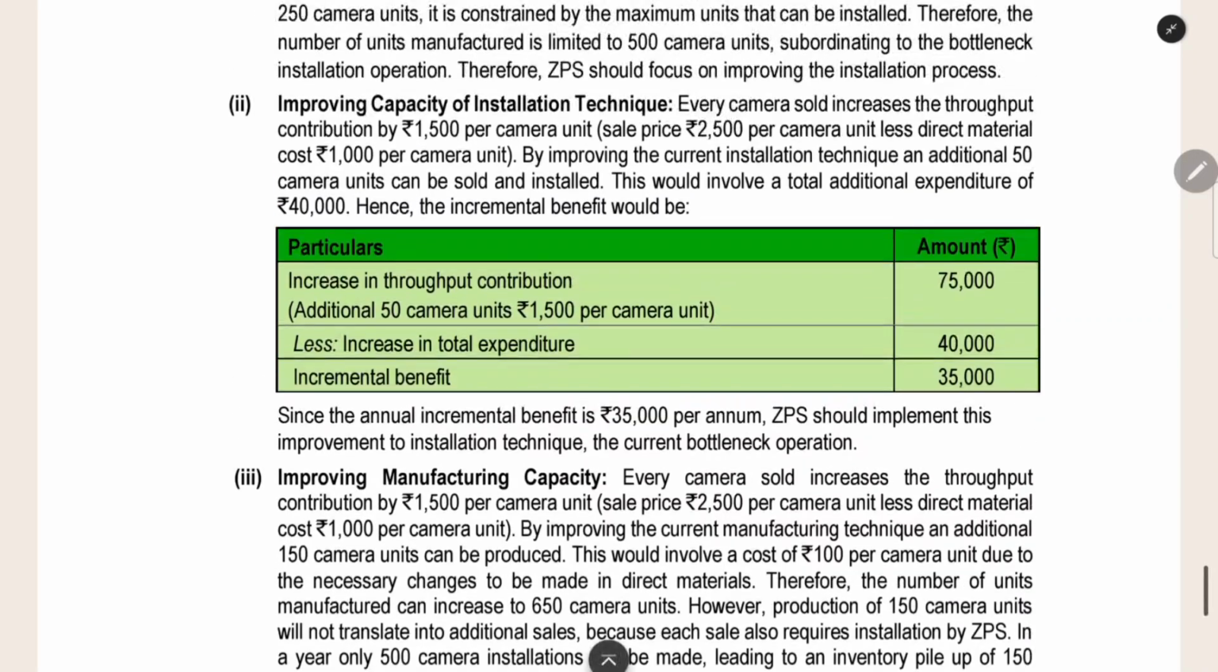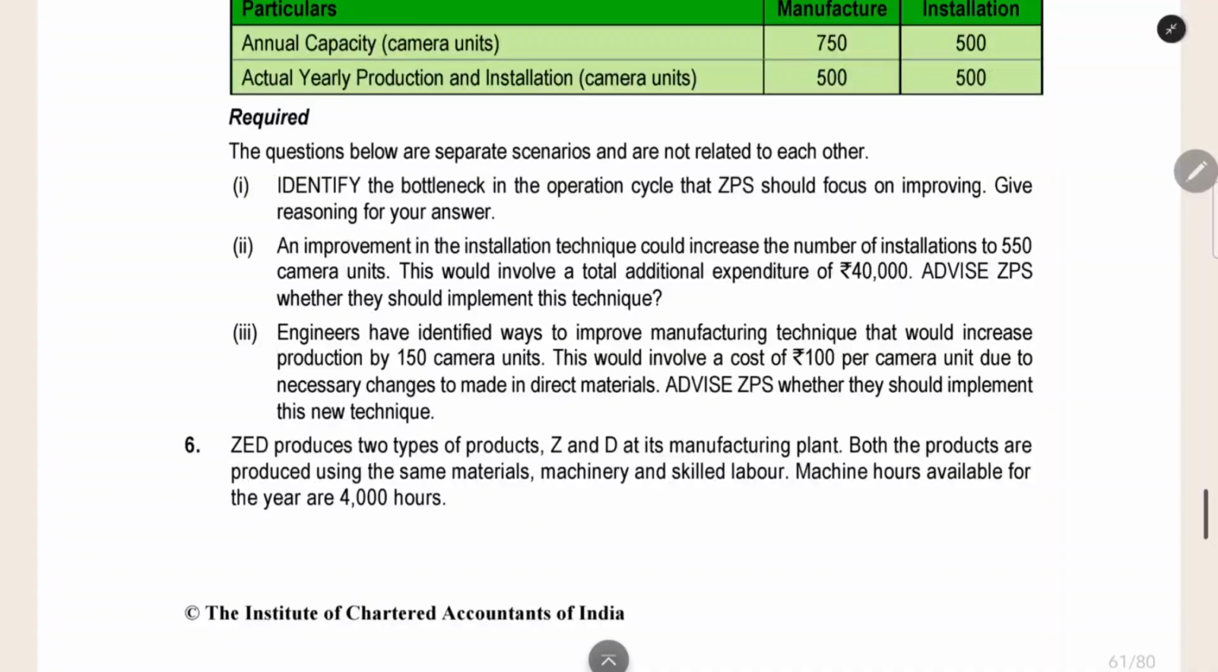Now, we can see the third subdivision question. In the third subdivision, they are asking that the engineers have identified ways to improve manufacturing that would increase the production by 150. This would involve a cost of 100 per camera unit due to the changes in direct material.